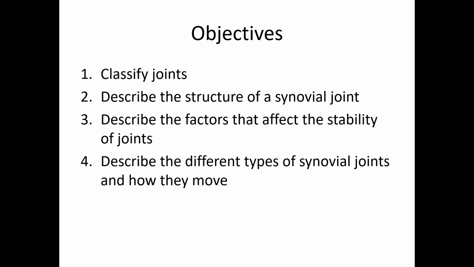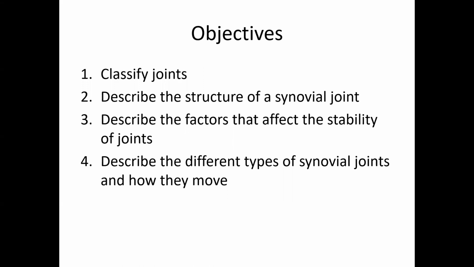Right, so considering the objectives of this lecture, basically you need to be able to classify joints. Then describe the structure of a synovial joint. Then describe the factors that affect the stability of joints. And describe the different types of synovial joints and how they move.